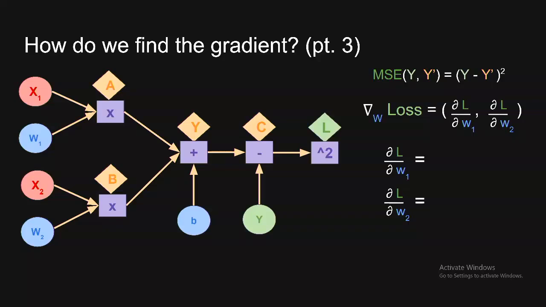What we had was that the first in this case was going to be equal to negative 2 times y minus y prime, and then the second was going to be equal to x1. So there are two values that we just calculated, and we're just going to multiply them together. It's very simple. And that gives us minus 2 times y minus y prime times x1. Exactly. You just multiply them together.